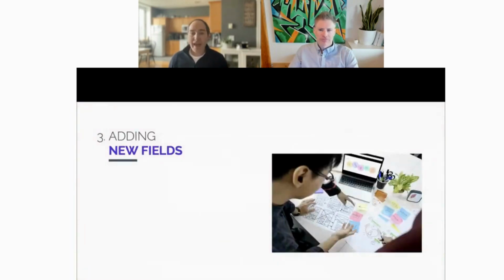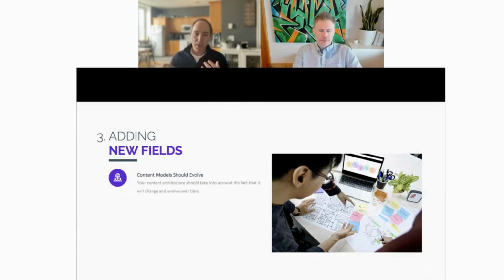Step 3, adding new fields. So presumably we set up our content model and it worked for us for a while, but now, hey, just like we were talking about, things have changed and we need to add new fields into our content to describe new things. Maybe we're adding in personalization, who knows? But the concept of content model evolving is something that should be top of mind. It should be part of your mindset. The architecture should take into account the fact that it will change and evolve.